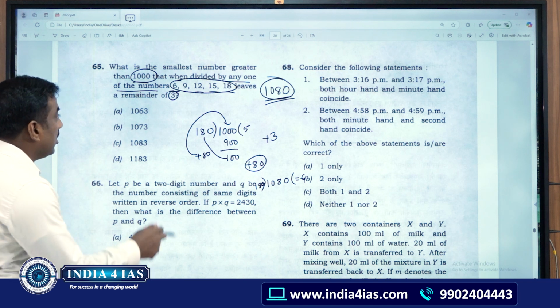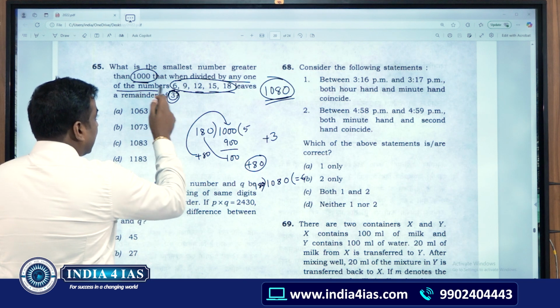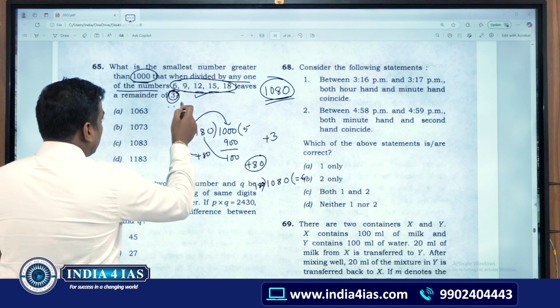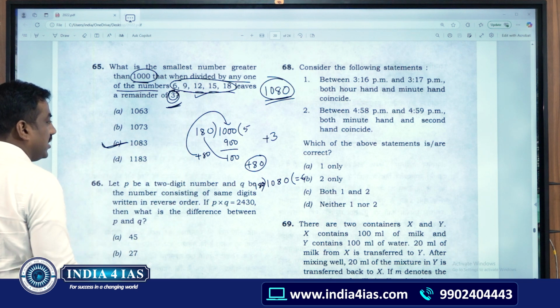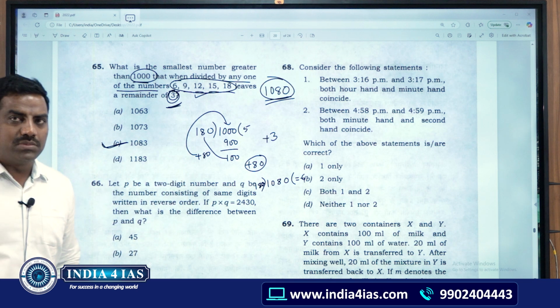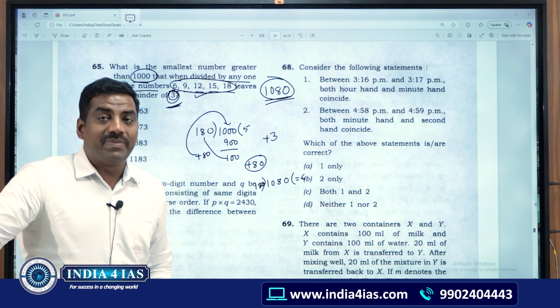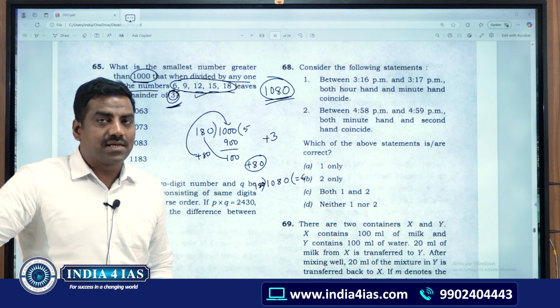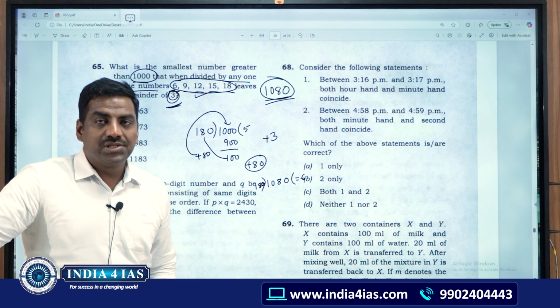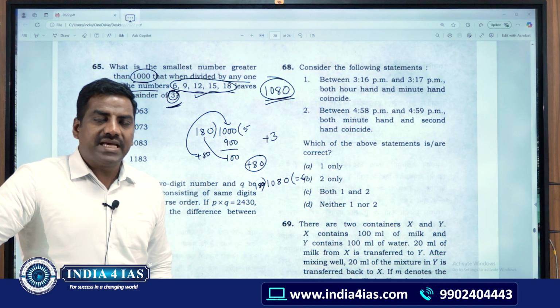Whenever we divide that 1080 by these, I should get the remainder as 0, and adding 3, the answer is 1083. This is a very classical problem. This has been asked for many years in many of the competitive examinations. One should not miss it. Whenever you are dividing a number by many numbers, take the LCM and divide.